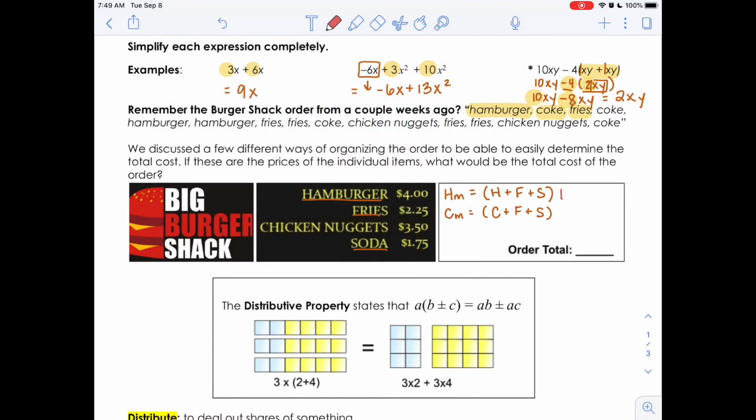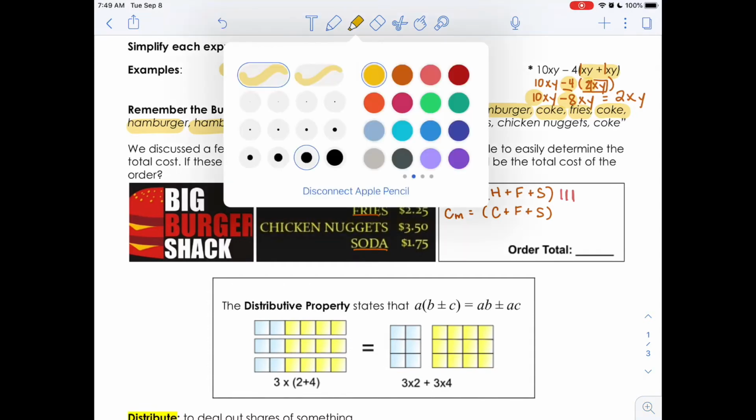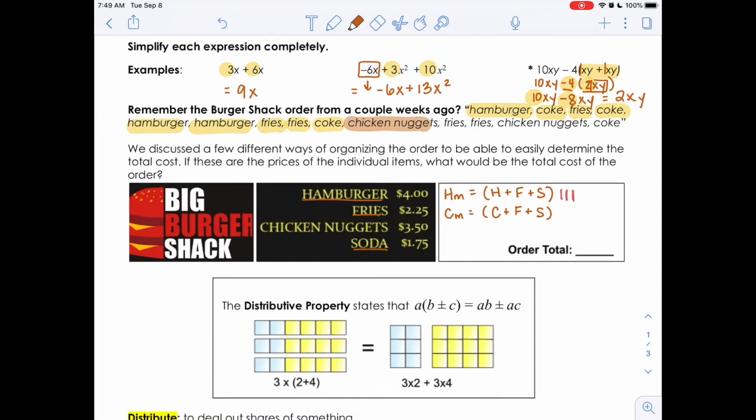So I've got one hamburger meal. Let's do it again. So I've got Coke, hamburger, fries. That's another hamburger meal. And then here I had hamburger, fries, Coke. That's another hamburger meal. And then no more hamburgers. So now I'm going to move on to chicken nuggets. I'll change color. Chicken nuggets, fries, Coke.